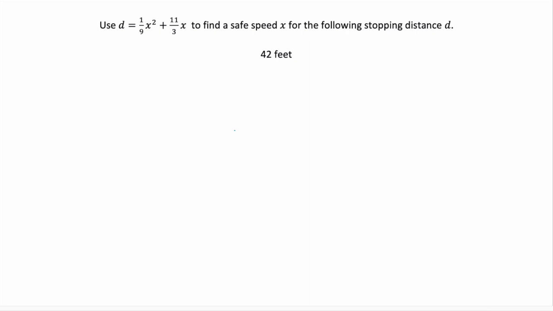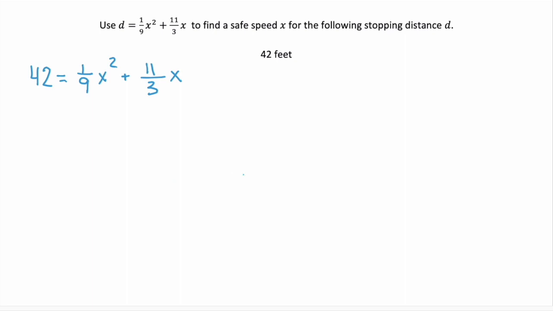Today we're given this equation, d equals 1/9 times x squared plus 11/3 times x, and it says to find a safe speed x for the following stopping distance d, and we're told that d is 42 feet. So substituting 42 in for d, we get 42 equals 1/9 x squared plus 11/3 x. And we need to solve this for x.